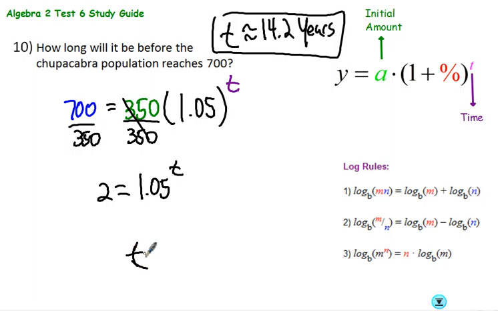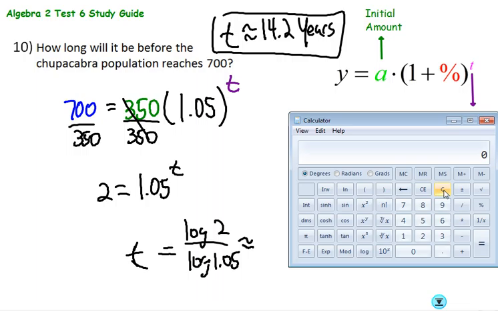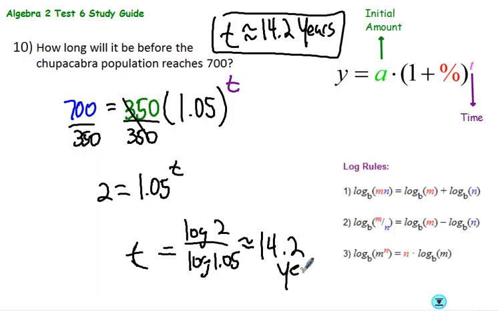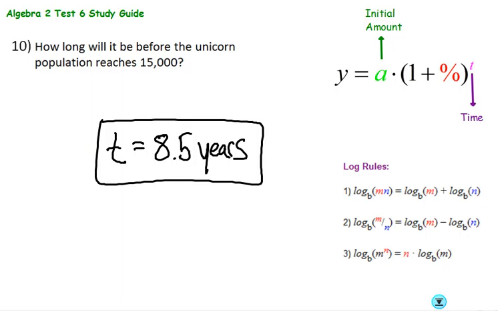And then we said t is equal to log of the number divided by log of the base, 1.05. So let's hit that in the calculator and see what we come up with. We end up with log of 2 divided by log of 1.05, which equals 14.2. And if you wanted to see what you got for number 10 on the right side, it should have come up with 8.5.